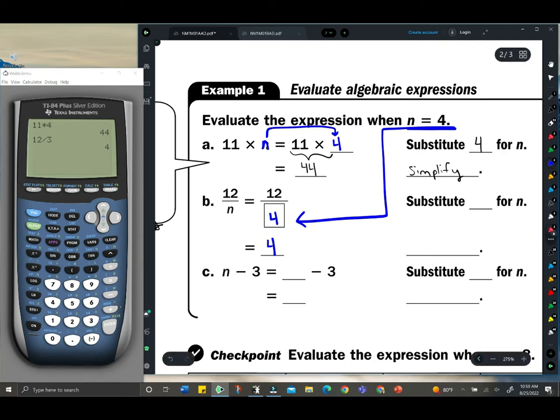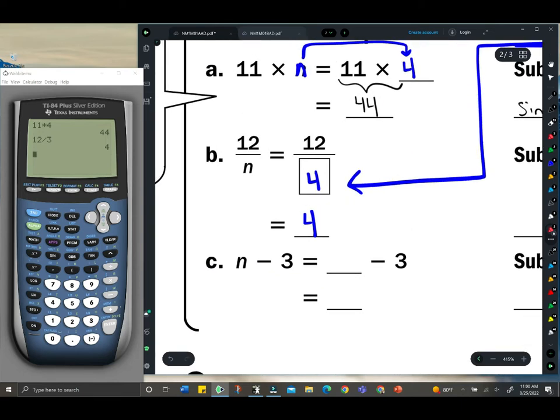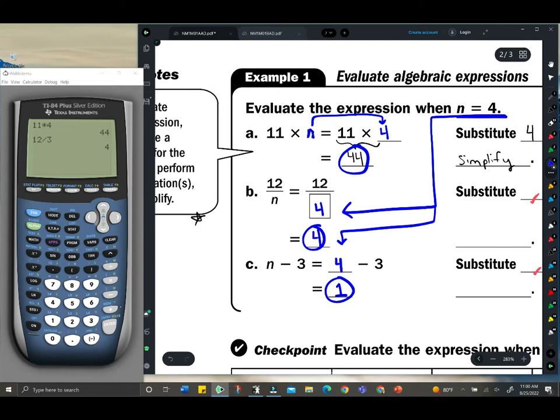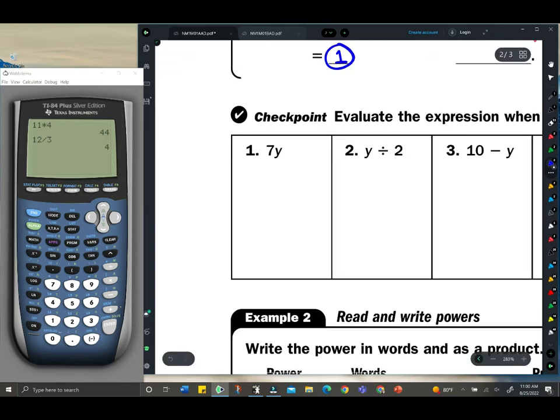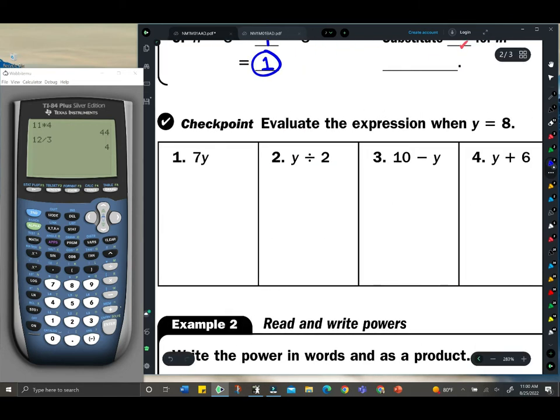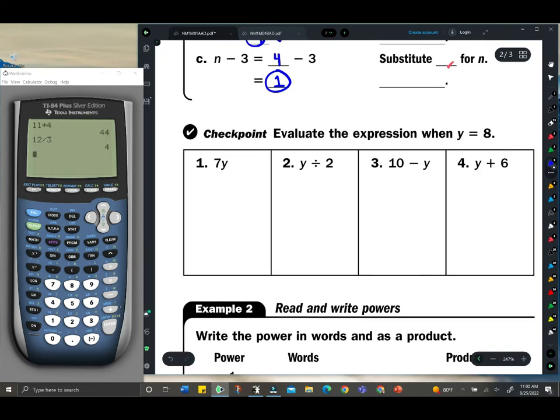If I don't fill in every single blank over here, that's okay. I'm just guiding you through. For letter C here, once again we're putting 4 in. 4 minus 3 is 1. And that is the answer. So evaluating just means plug a number in. Go ahead, if you want to pause the video and try these real quick, that would be a great thing to do. Evaluate the expression when y is equal to 8. So go ahead, pause, try those out. I will go through them here anyway.